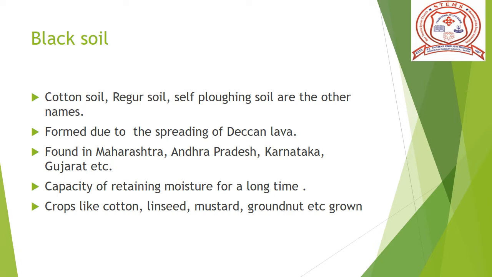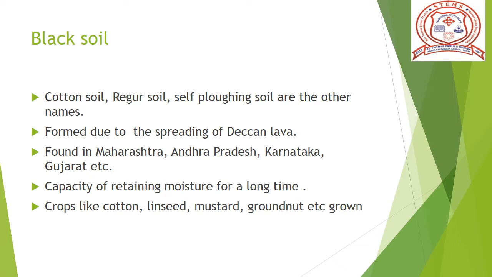In this soil, there is more proportion of iron, lime, potash, aluminium and magnesium. It is considered to be quite fertile. It has the capacity of retaining more moisture. Whenever the moisture dries up, it develops fissures, so it is known as regur soil. In this soil, cotton grows well, so it is known as cotton soil.